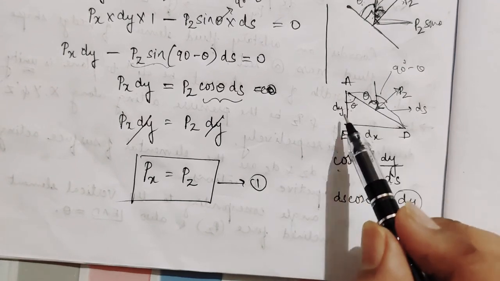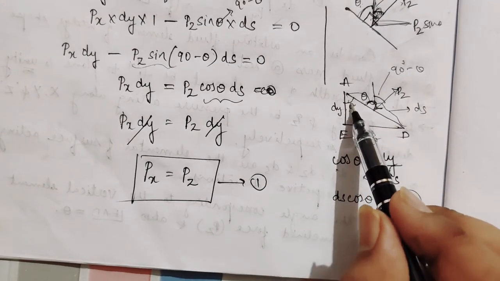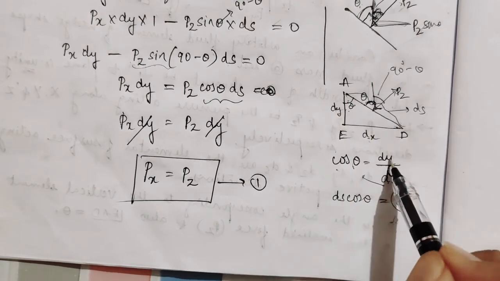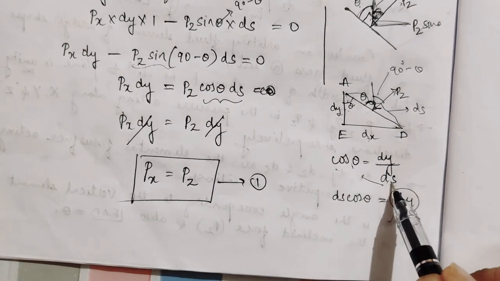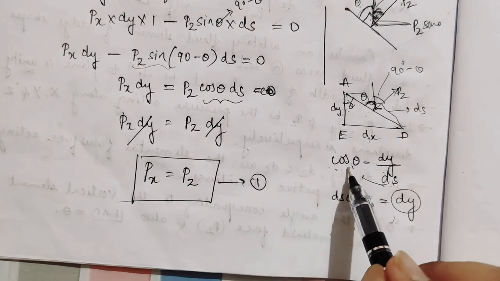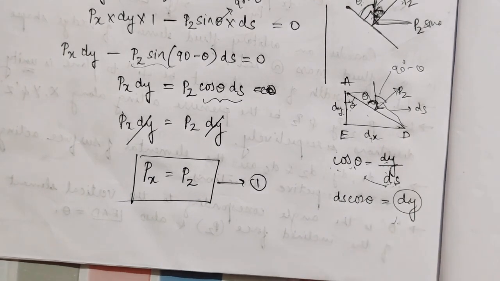I took the wedge term. Theta is the angle. If I take cos theta from the figure, cos theta is adjacent by hypotenuse. Adjacent is dy, hypotenuse is ds. Cos theta is dy by ds, so I'll multiply ds to that side: ds cos theta is equal to the dy term. Now similarly we'll do it in y direction. So resolving the forces in y direction and equating it to 0.